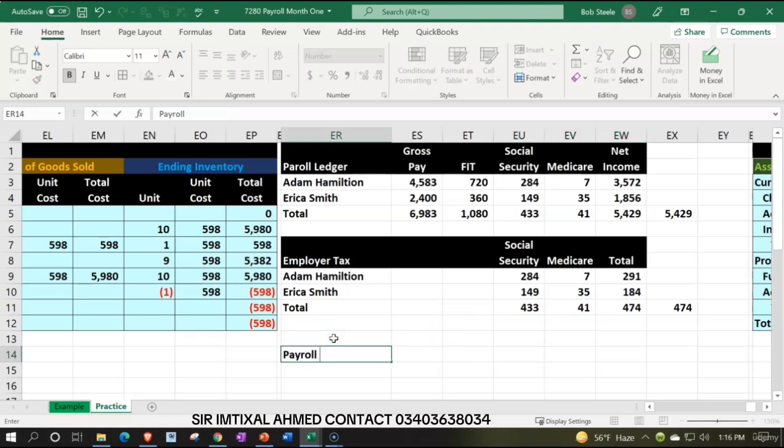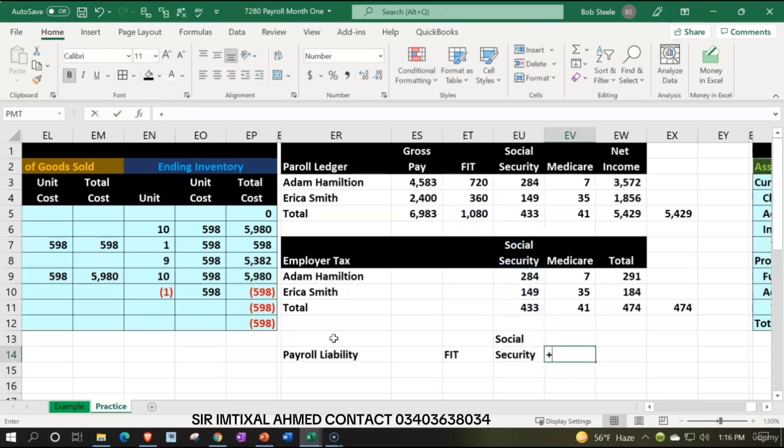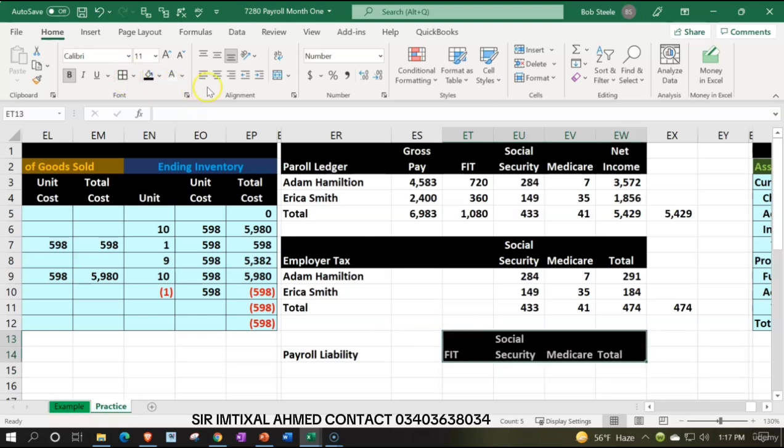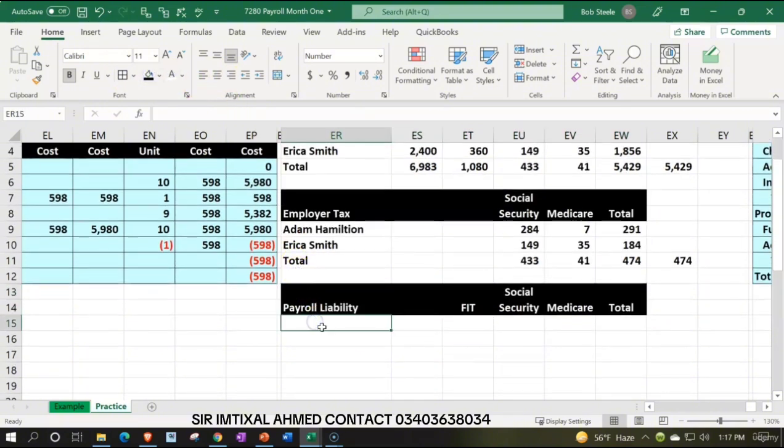Okay, so that means the total payroll liability we can put down here. This is going to be payroll liability, and we're going to have FIT, we're going to have Social Security, we're going to have Medicare, we're going to have the total, and let's do some formatting on the black and white here, black, white, and let's center, and let's format these as black and white, and then we'll just call this payroll liability.